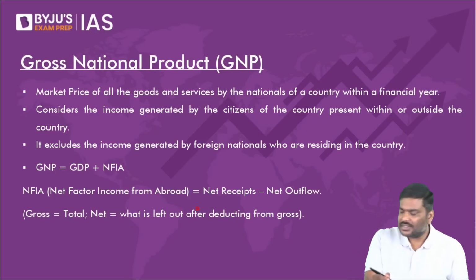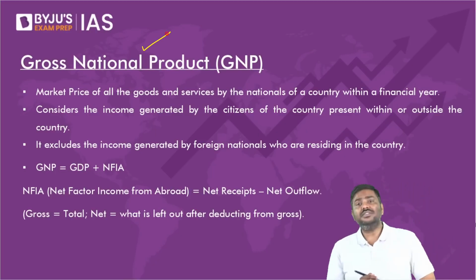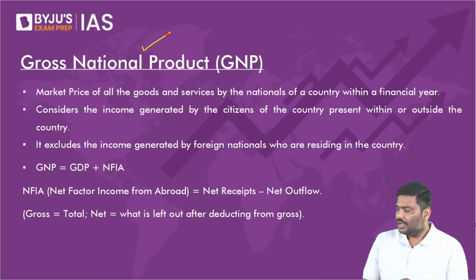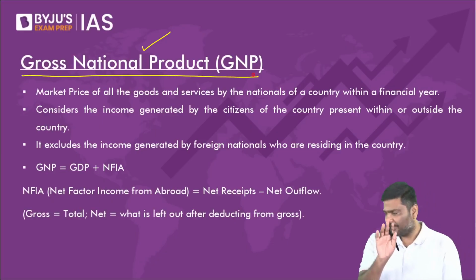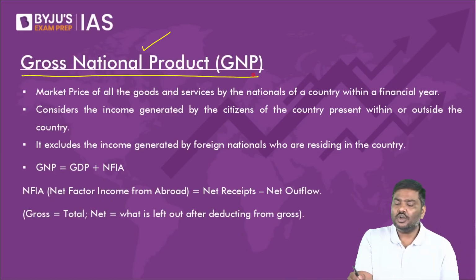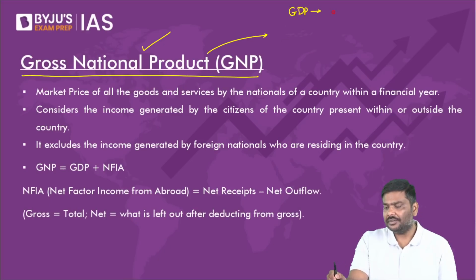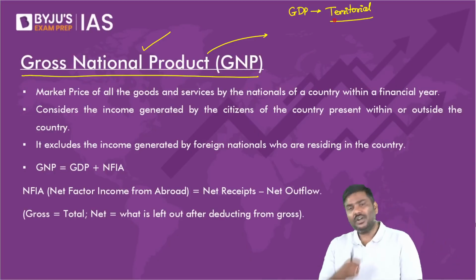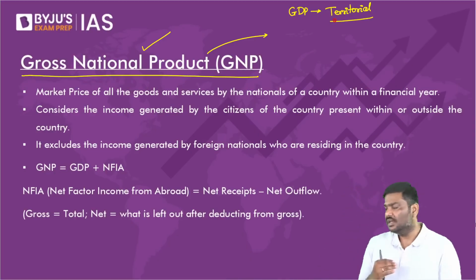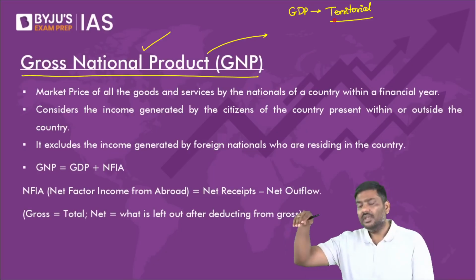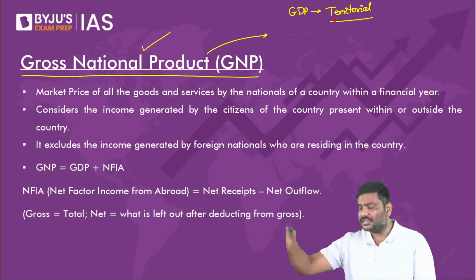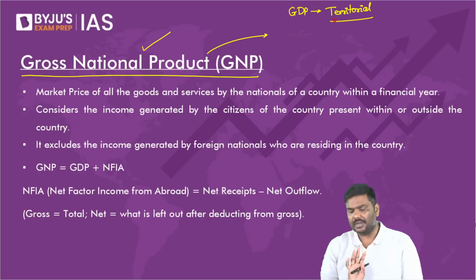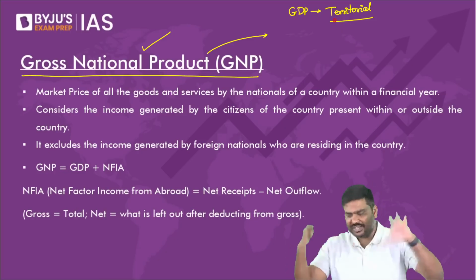Next one, gross national product. Now, what is this idea of a gross national product? Please understand this very carefully. After this, we'll take a break. Follow the discussion. Gross domestic product focuses on territorial production. Territorial means, within the territory of India, how much is the market price of all the goods and services which are produced? Get the sum total of it, you will get GDP.